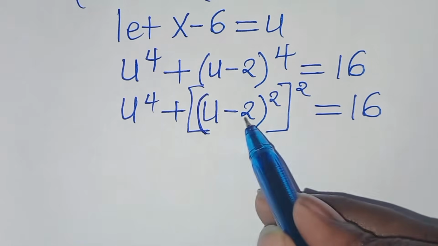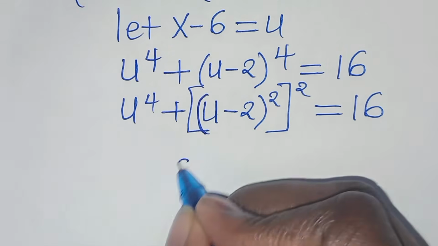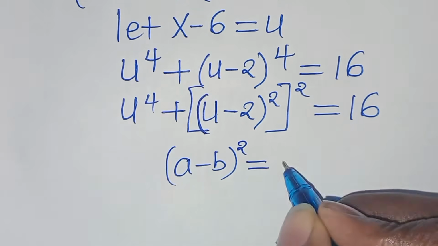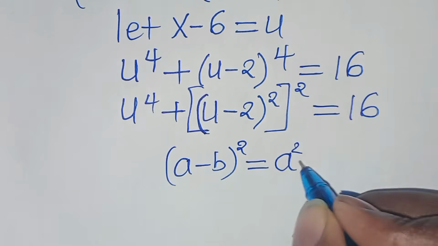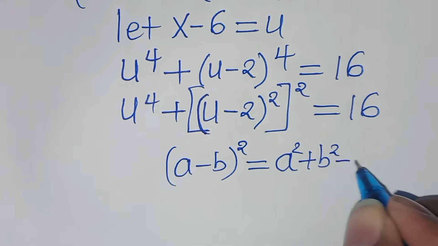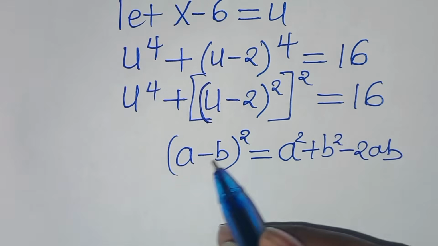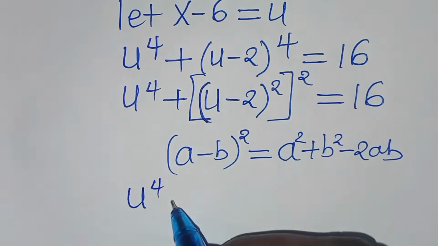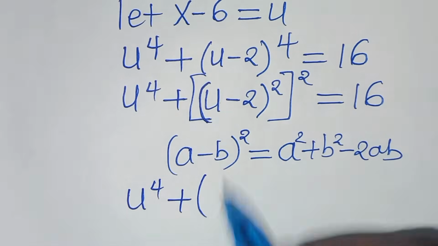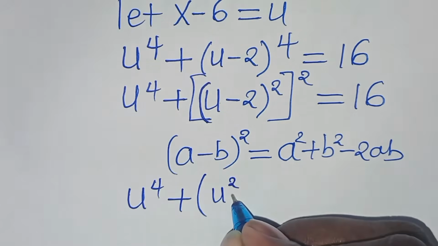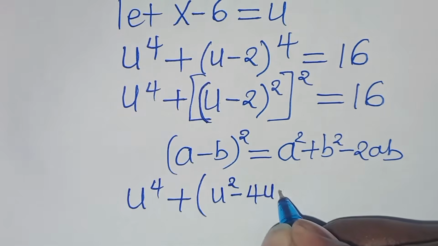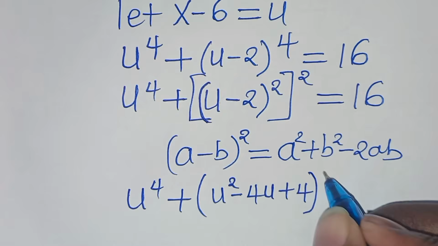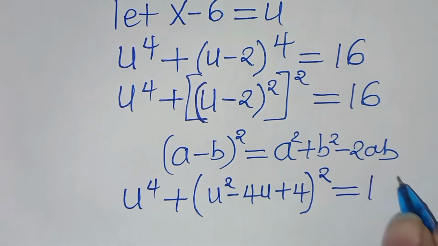Now we have (u - 2)^2. This is in the form of (a - b)^2, which is the same thing as a^2 + b^2 - 2ab. So let's apply this algebraic identity, so that we have u^4 plus, now here we have (u^2 - 4u + 4), since minus 2 squared is 4, everything here raised to the power of 2. This is equal to 16.